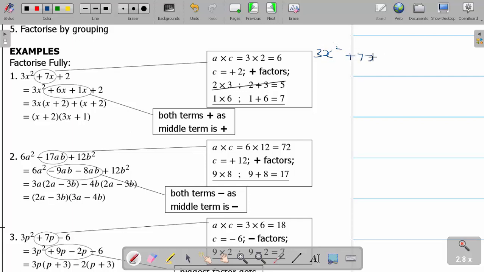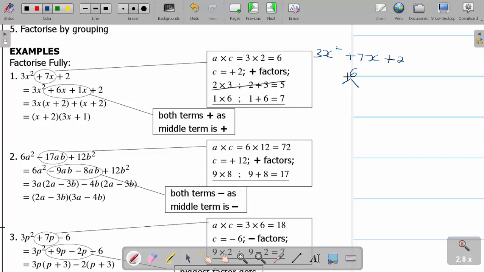First of all, we said multiply what? The coefficient. That means 3 times 2 to give us what? 6. So 3 times 2 gives us 6. Now from there, we are going to use this 6 here.